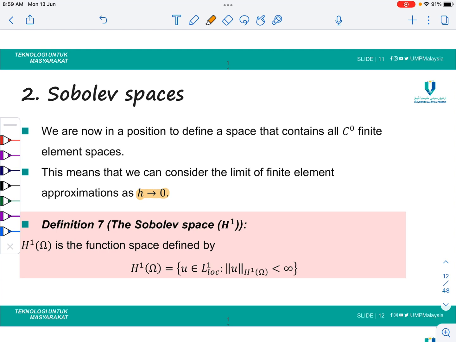In this topic, Sobolev spaces, we are now in a position to define a space that contains all C0 finite element spaces. This means that we can consider the limit of finite element approximations as h goes to 0. Definition 7, the Sobolev space H1. H1 of omega is the function space defined as u in L1 loc, where the H1 norm of u is less than infinity.